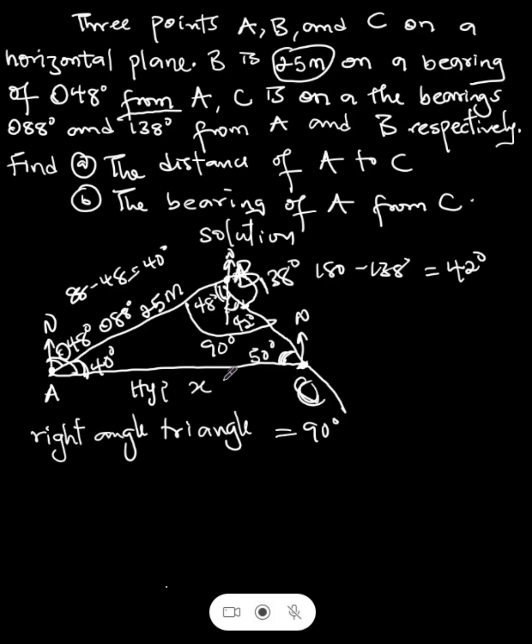So let's call that X. Now, we are only given from the question one side, but we have all angles. So for us to use Pythagoras theorem, we must be given two sides. And since we're not given two sides, what do we use? We use SOHCAHTOA.